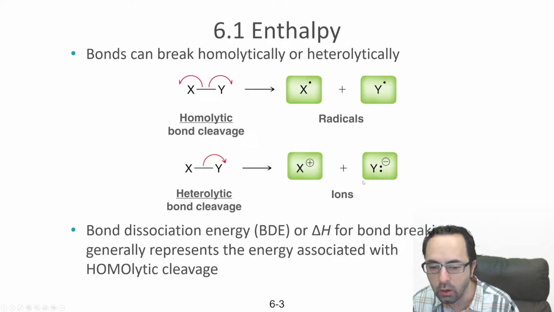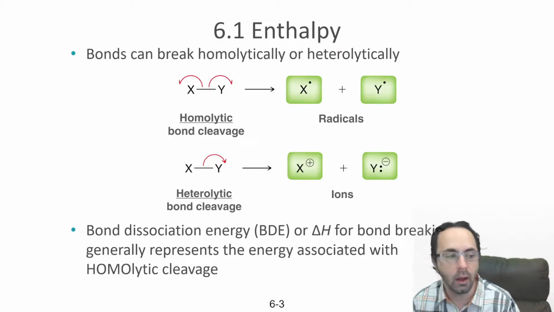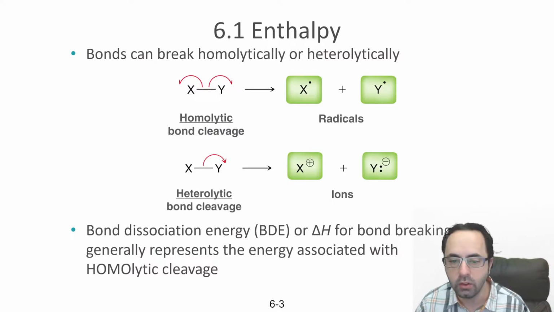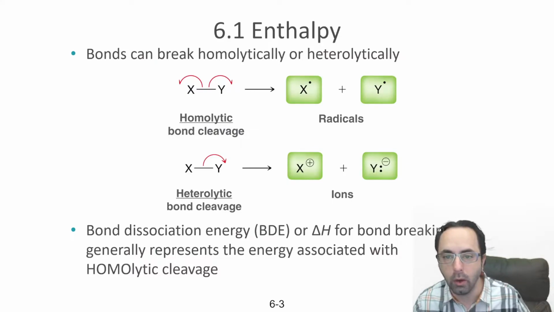And so we're going to look at a few examples of bond dissociation energies. These generally correspond to homolytic bond cleavage. They are also useful in looking at reactions that undergo heterolytic bond cleavages. They'll give you a relative idea of how much energy you would have to put in to break a bond.